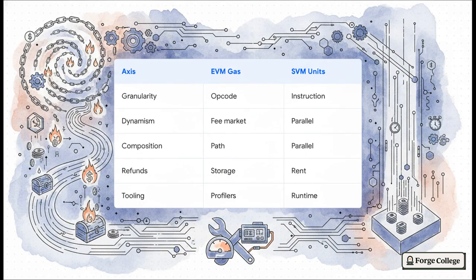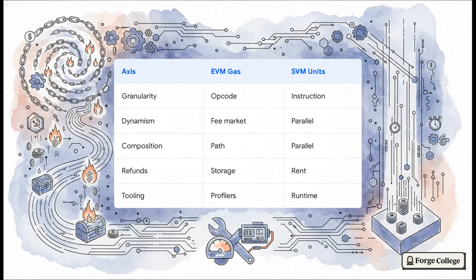Let's put these paradigms head to head. Mapping them out reveals some pretty stark differences. Under granularity, you see the EVM uses opcode level costs with a ton of specific weights, while the SVM utilizes per instruction explicit budgets. For price dynamism, the EVM relies really heavily on fee market auctions and EIP 1559 base fee burns, whereas the SVM often caps fees per block, leaning much more into parallel validator economics.